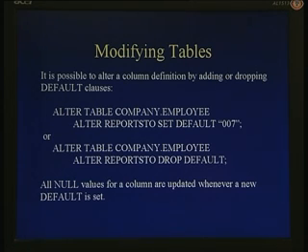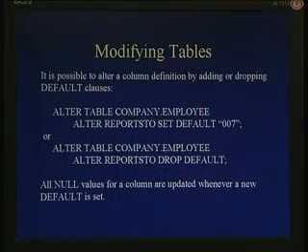The first example shows alter table company.employee and in turn says alter reports to, that is alter the column called reports to, set default as 007. So what does this do? This basically says that wherever the reports to column is null, set it with the default value called 007. So whichever employee does not have any manager, assign him to the manager called 007, which is what is being said by this command.